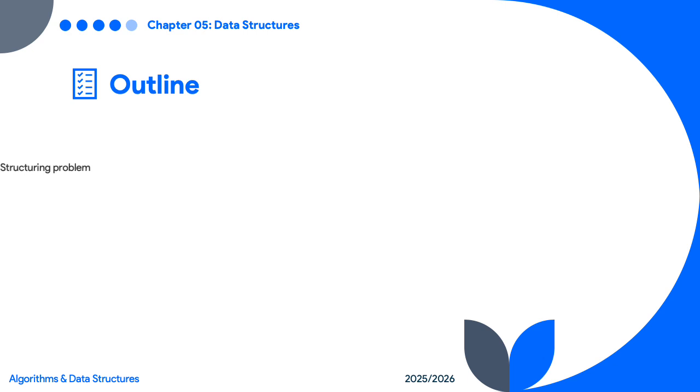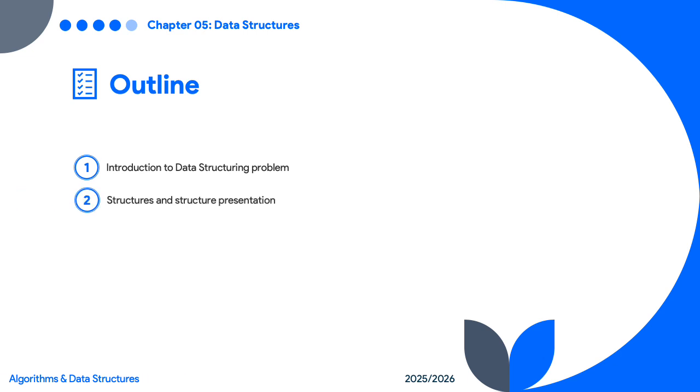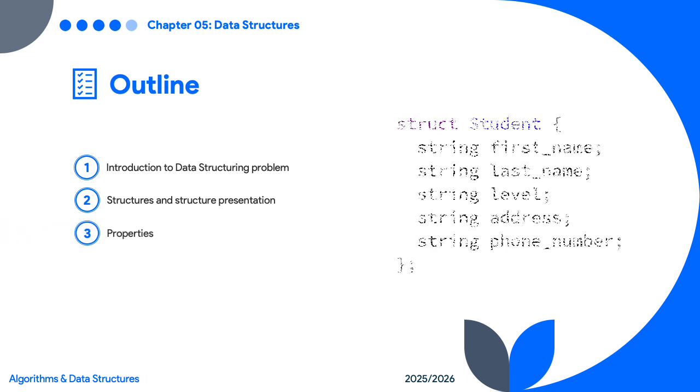declare and access the members or the properties of a structure, use structures to organize complex data. As an outline, we're gonna understand the need to use structures instead of other solutions like arrays. So we need to understand the problem of structuring data. We're gonna see how to present and how to organize a data structure. And finally, what are properties or members of a structure and how to present them properly.